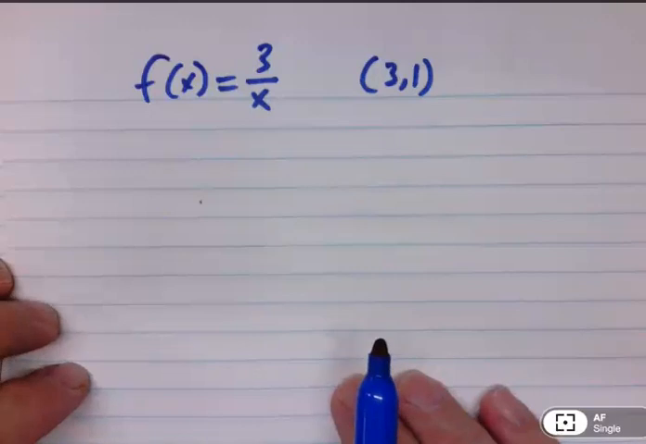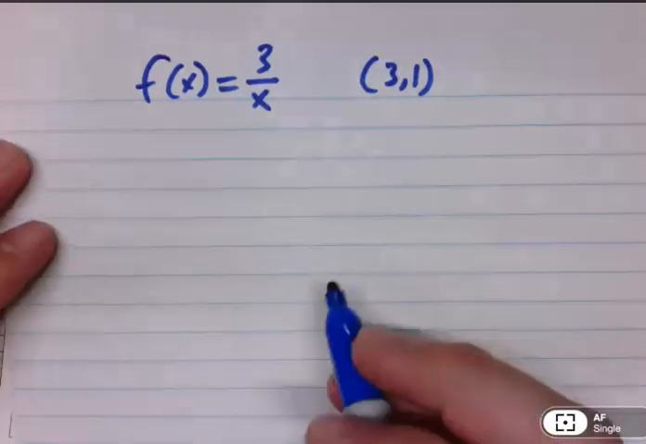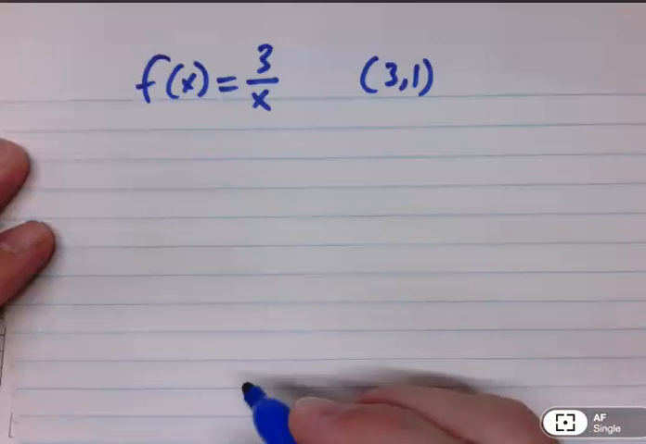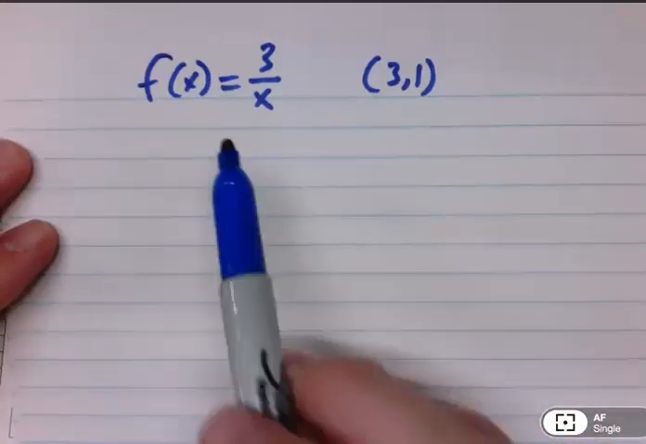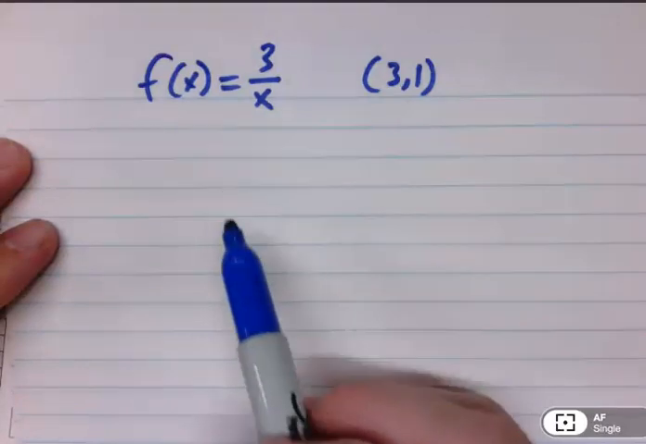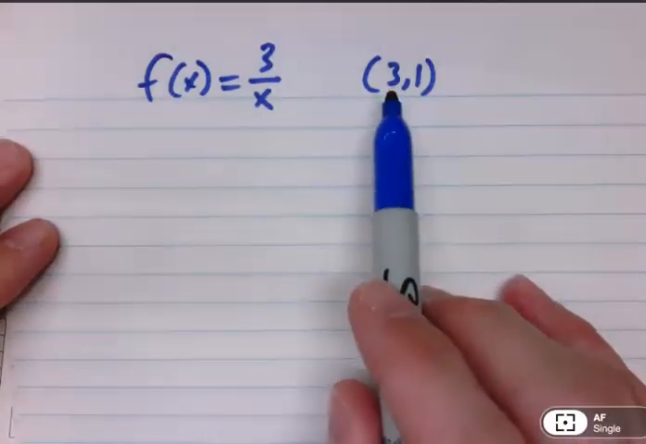Hey everybody, here is a video with a couple more examples of how to use our definition to get slope, our formula if you will, for slope of the tangent. So the question is typically, find the equation of the tangent line to this curve at this particular point.